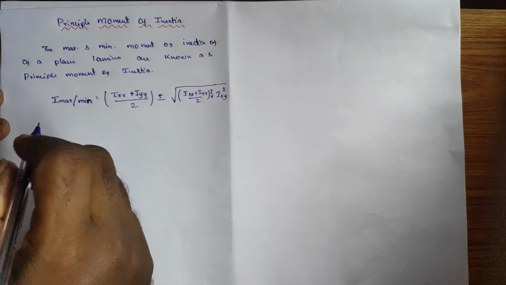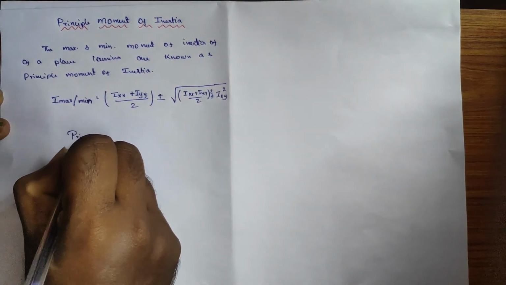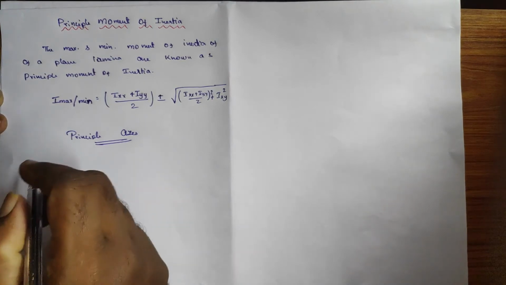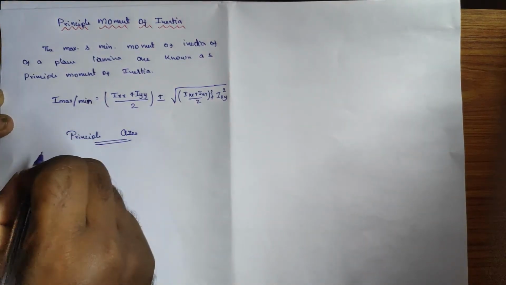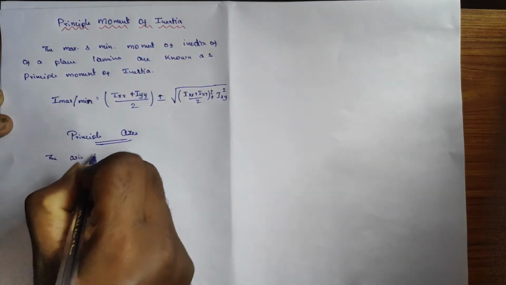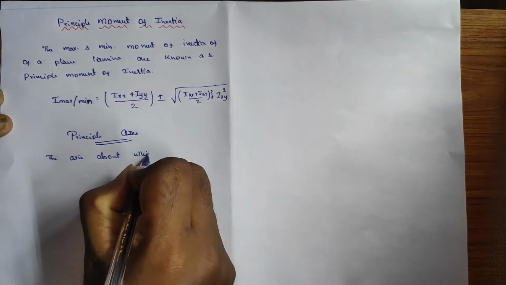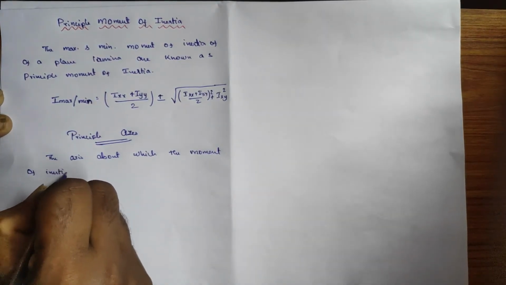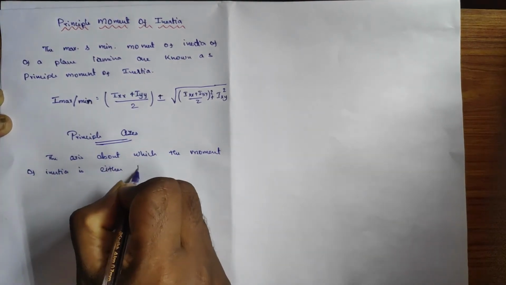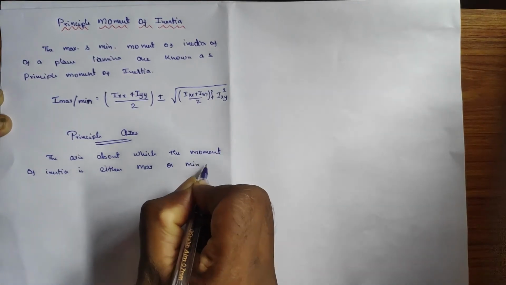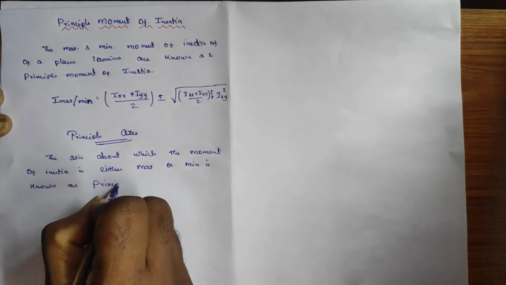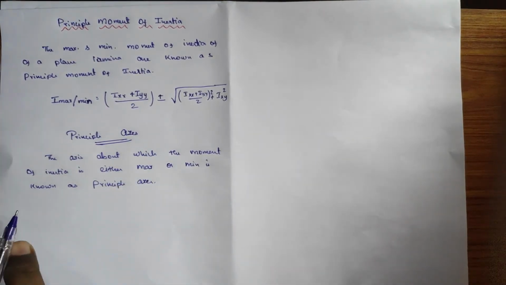Then there is the principal axis. The axis about which the moment of inertia is either maximum or minimum is known as the principal axis.